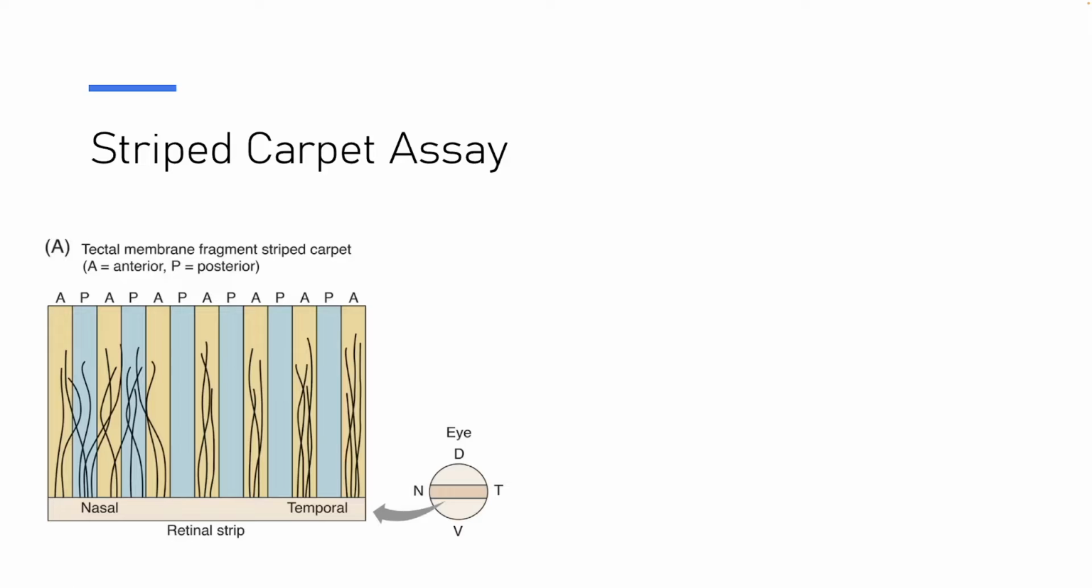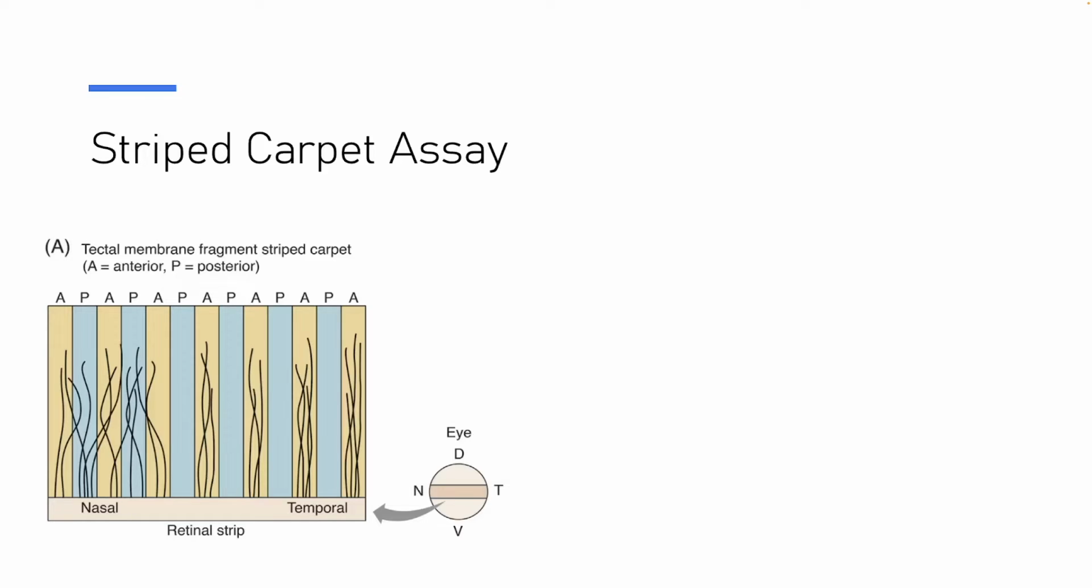An experiment that helped deduce how the axons were wiring this retinotopic map is the striped carpet assay from Walter and Bonhoeffer. They created an assay utilizing tectal membrane from both the anterior and posterior parts of the tectum that they organized in alternating fashion, creating the striped carpet. Then, with a retinal strip, they allowed retinal neurons to innervate the tectal membrane. They found that the temporal neurons selectively innervated anterior tectal membrane, whereas the nasal retinal neurons wouldn't have any preference for which type of tectal membrane.